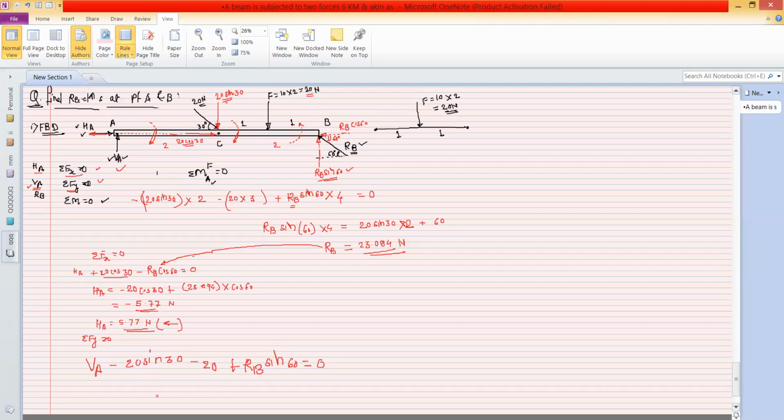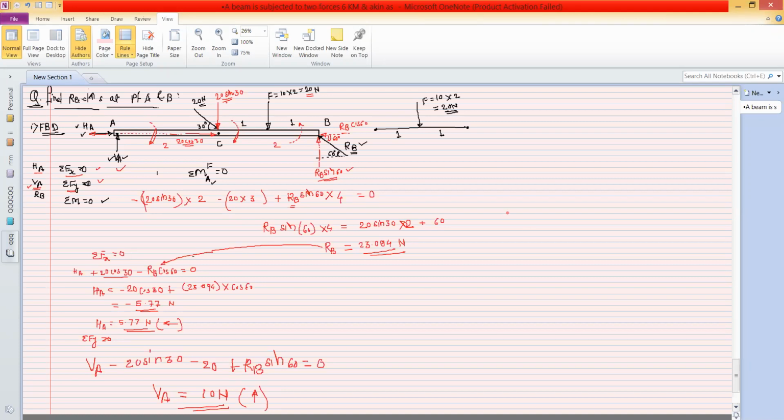Okay. So calculate the Va. Put the value of reaction RB, 23.094. So Va value is 10 Newton, and the answer is positive. That means its direction is the positive Y direction.